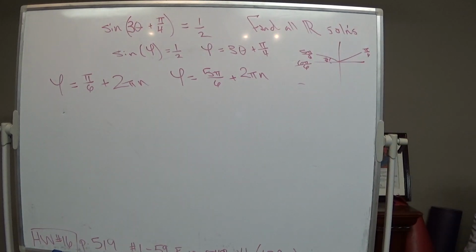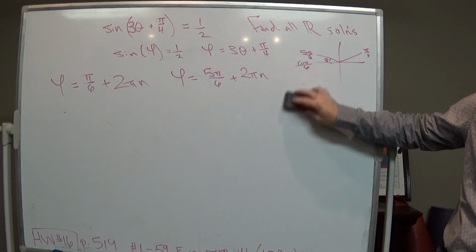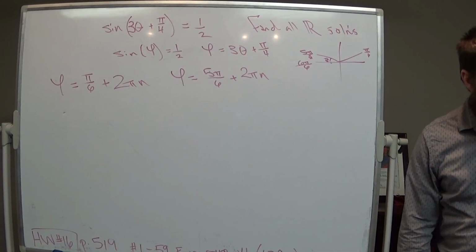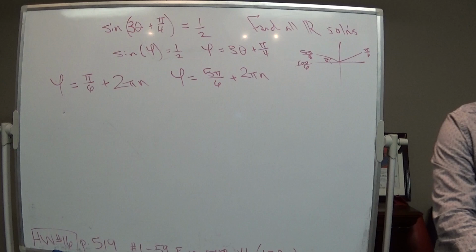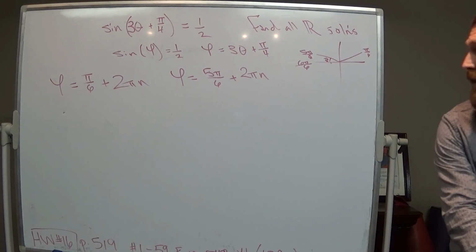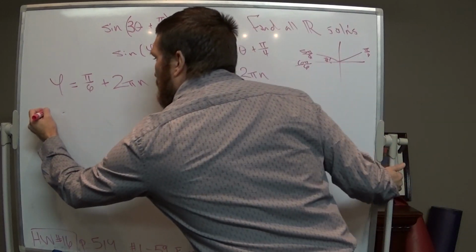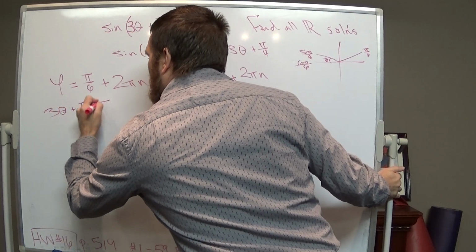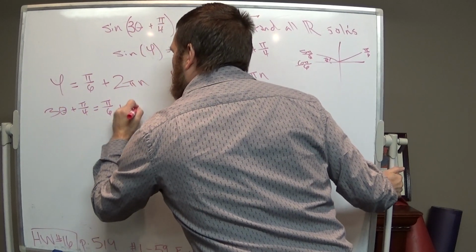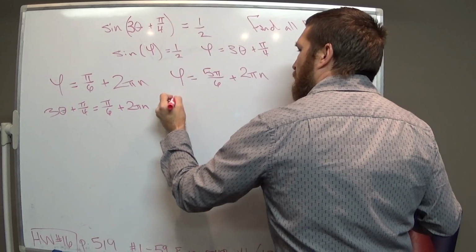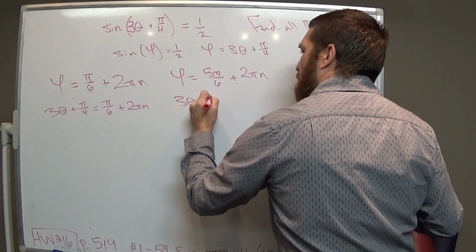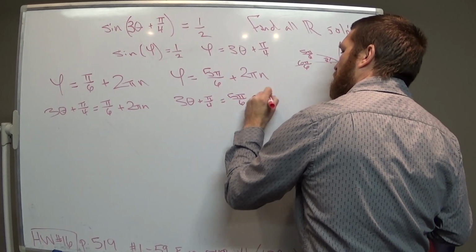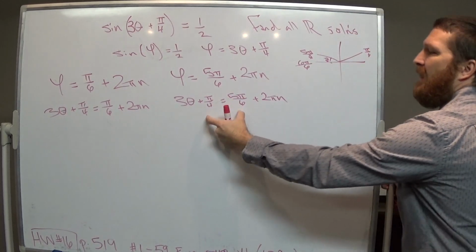Now phi, we don't care about phi. Phi was not the goal here, was it? It was theta. We care about theta. And so let's substitute our expression with theta back in for phi. We have 3 theta plus pi over 4 equals pi over 6 plus 2 pi n. 3 theta plus pi over 4 equals 5 pi over 6 plus 2 pi n. Let's do a quick calculation. Let's get a common denominator.